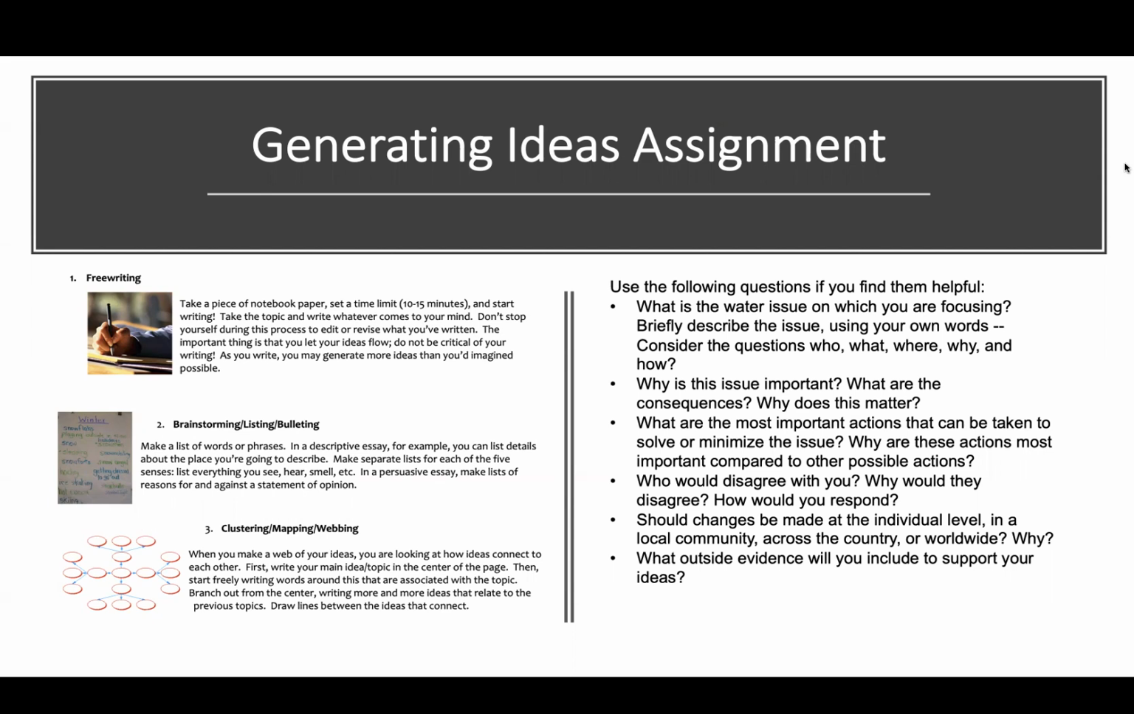And so an editorial, again, remember, presents an issue, educates the public about the issue, and presents specific actions that can be taken to make the issue better. And so try to consider what you might include in your editorial to meet those purposes, right? To educate and to persuade people to get involved.